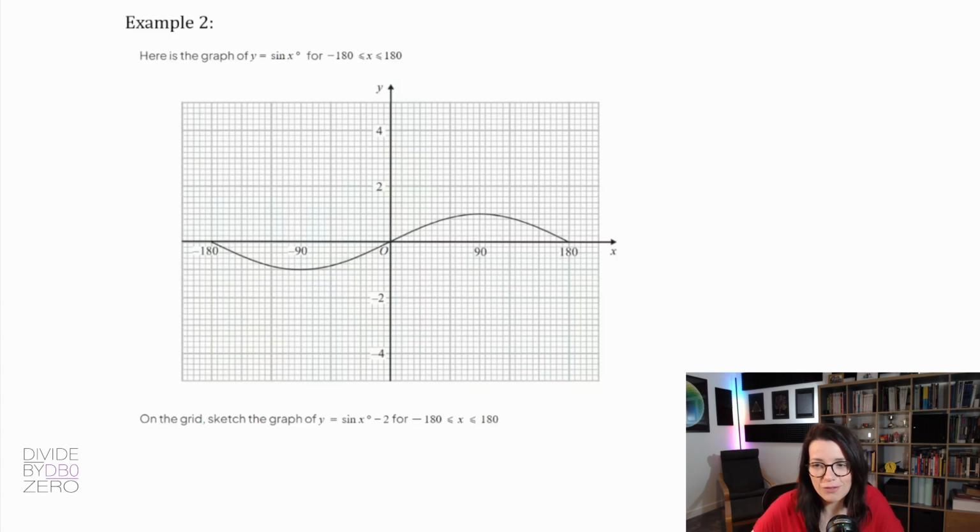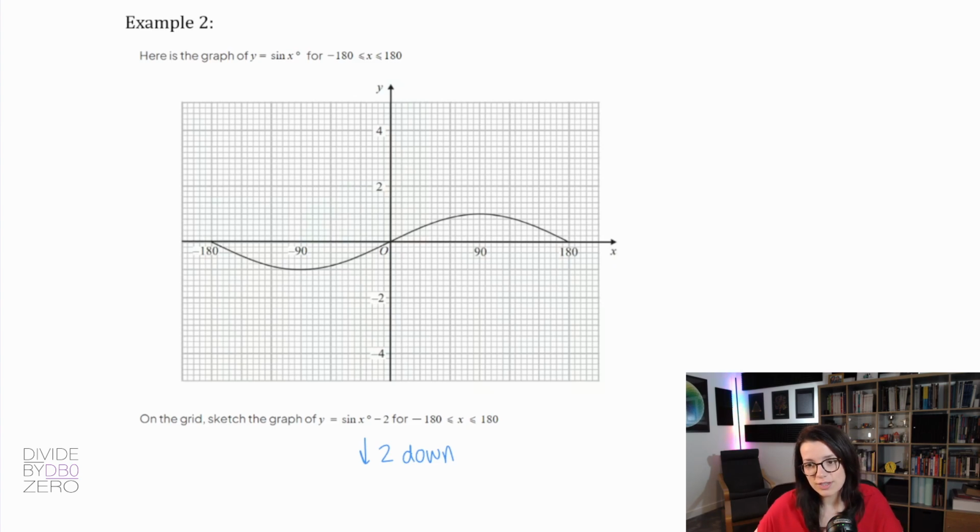Example 2, we've got the graph of sine x between negative 180 and 180 degrees. And they want us to sketch the graph of y equals sine x minus 2. So minus 2, that's outside the bracket. So that's a change in the y direction. And that's acting in the way we would expect. So we're going to go 2 down. Now, before you try to sketch the sine graph, it's probably a good idea just to mark on a few coordinates to help you draw it.